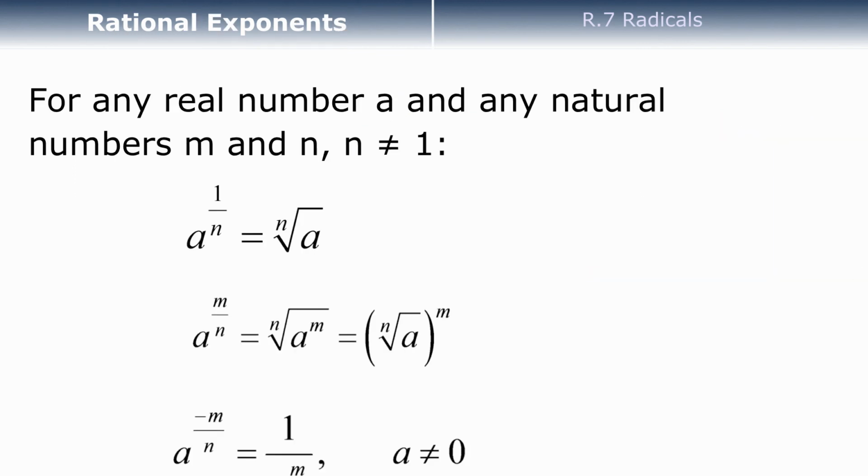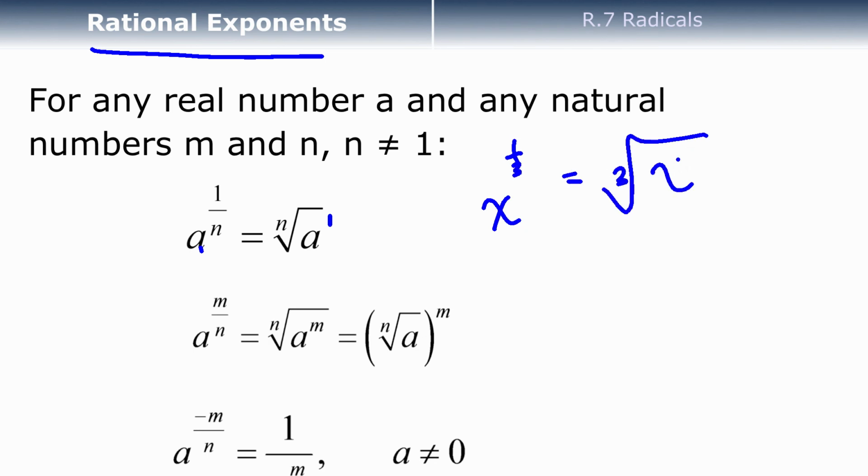Okay, last concept then for this section deals with rational exponents or fractional exponents. Here are some of the rules. The rules say that if I have a base raised to a fractional exponent, the denominator of that exponent becomes the index, and the numerator, or the 1, becomes the exponent of the a right there. So for example, if I had x to the 1/3, that would be equal to the cube root of x.